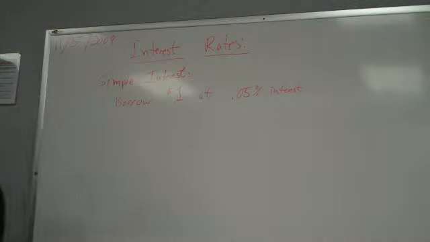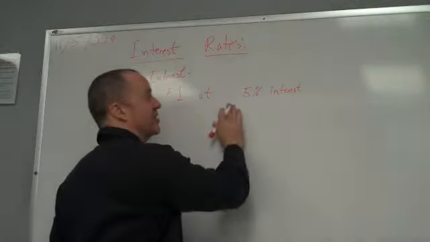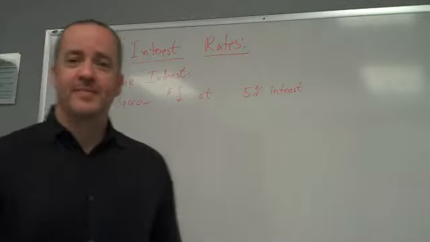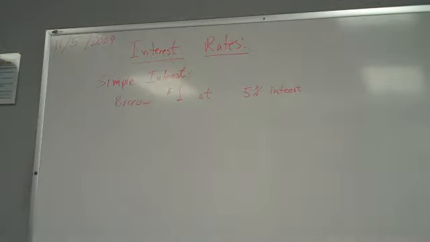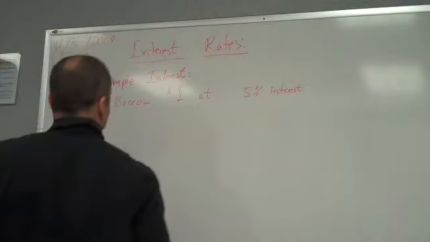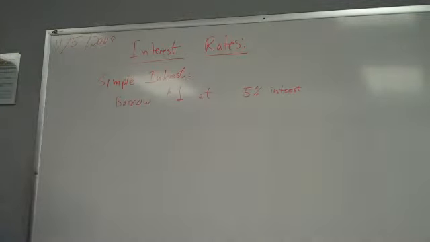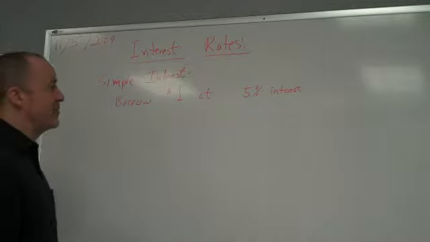0.05. Ah, you're right. I need you to write 5% interest or 0.05, but not both. Excellent. Okay. $1 at 5% interest. Isn't that ridiculously good? That's ridiculously good for these days. It didn't used to be. Borrow $1 at 5% interest.